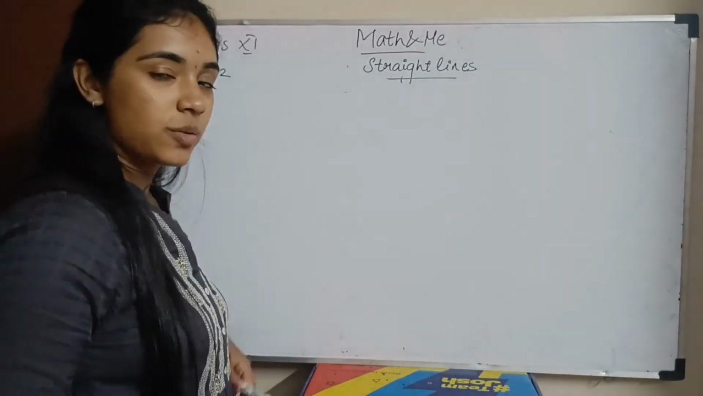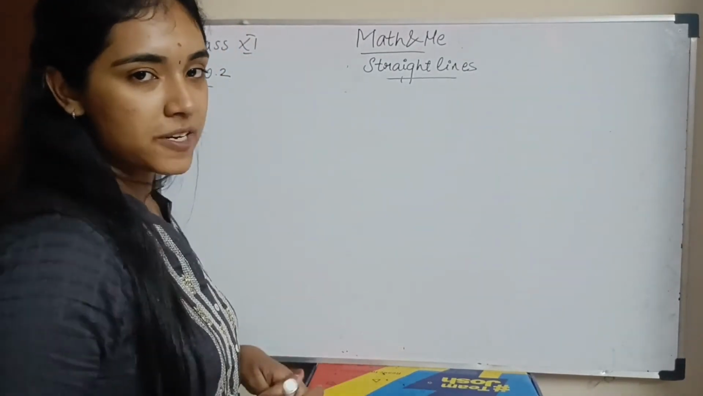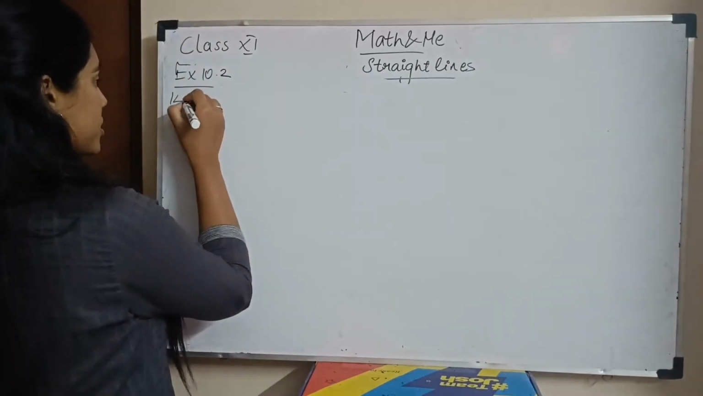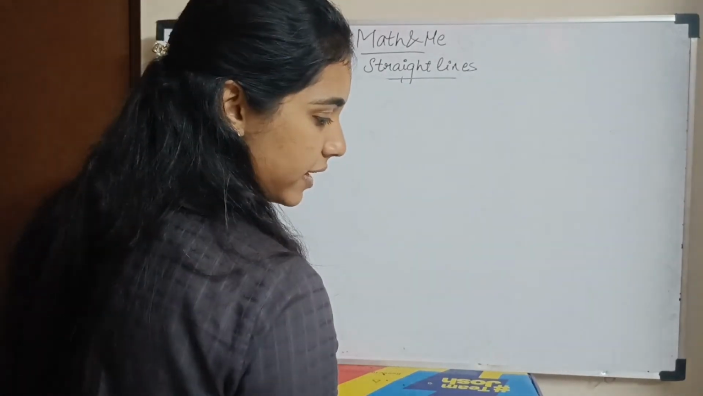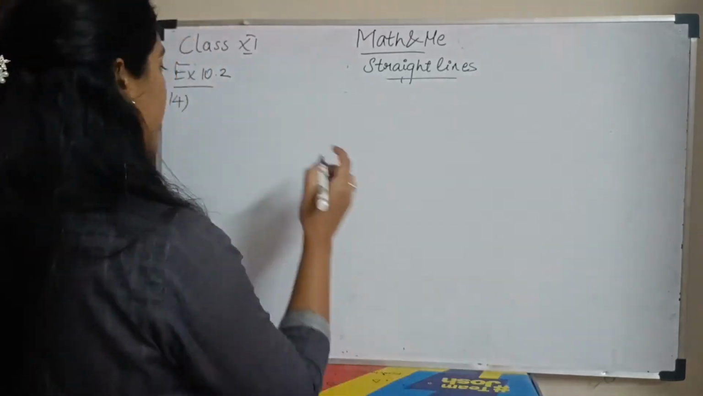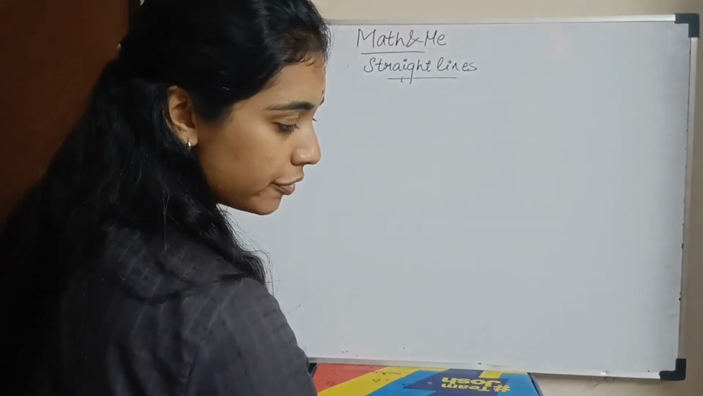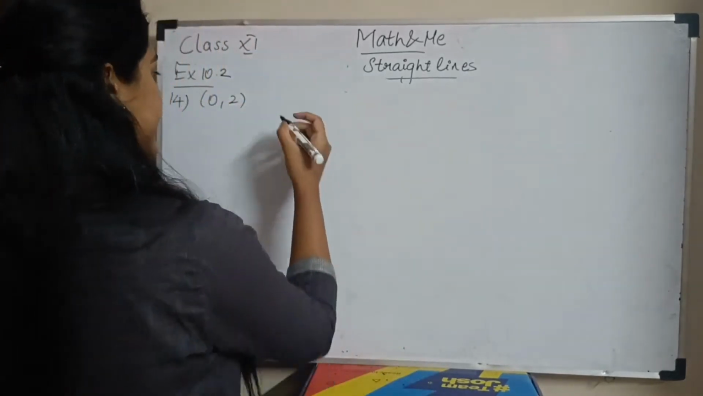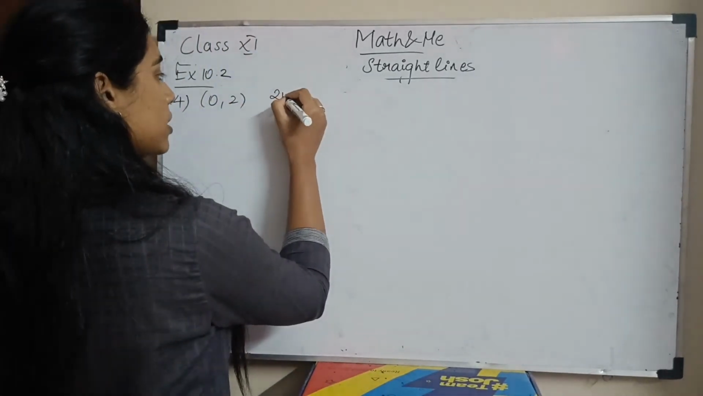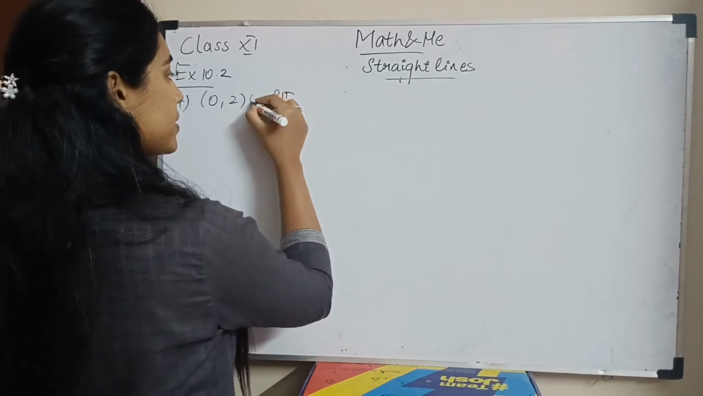The 14th question is quite simple, but it just has two different subsections. So let's do question number 14. Find the equation of the line passing through the point (0, 2) and making an angle of 2 pi by 3 with the positive x-axis. So the angle is 2 pi by 3.